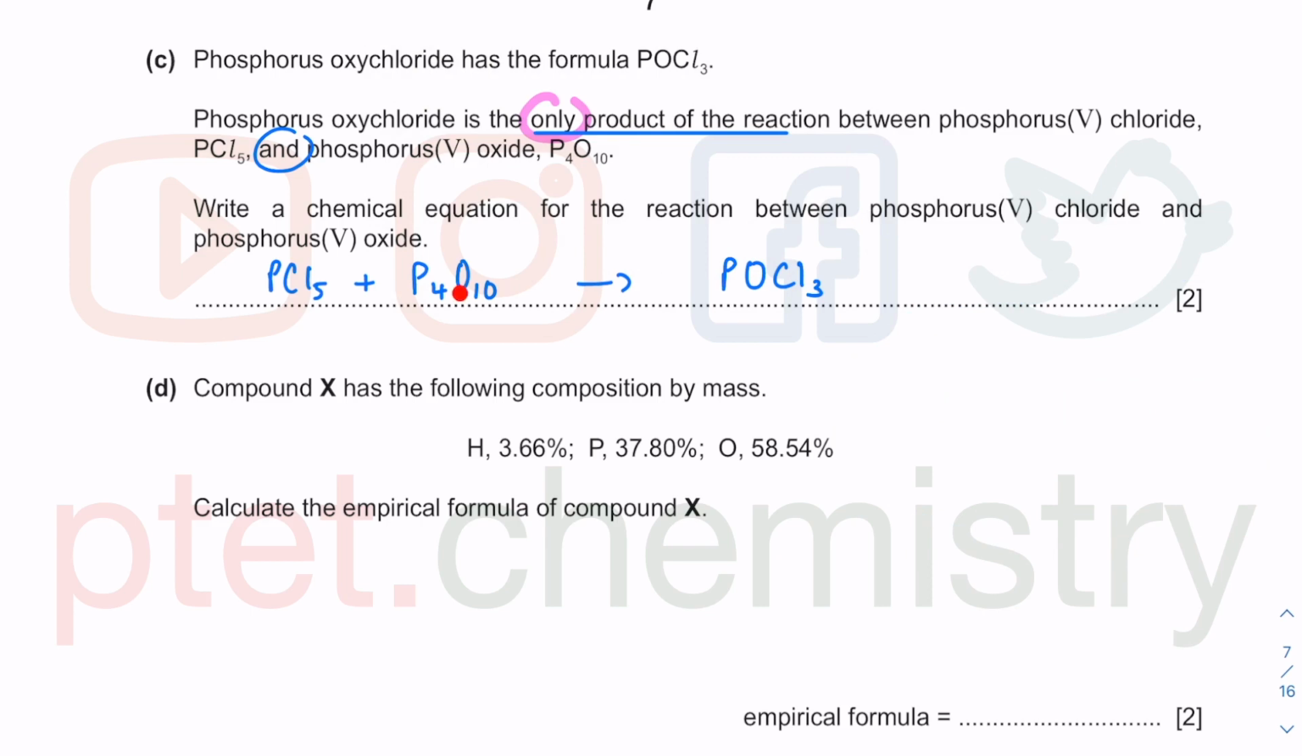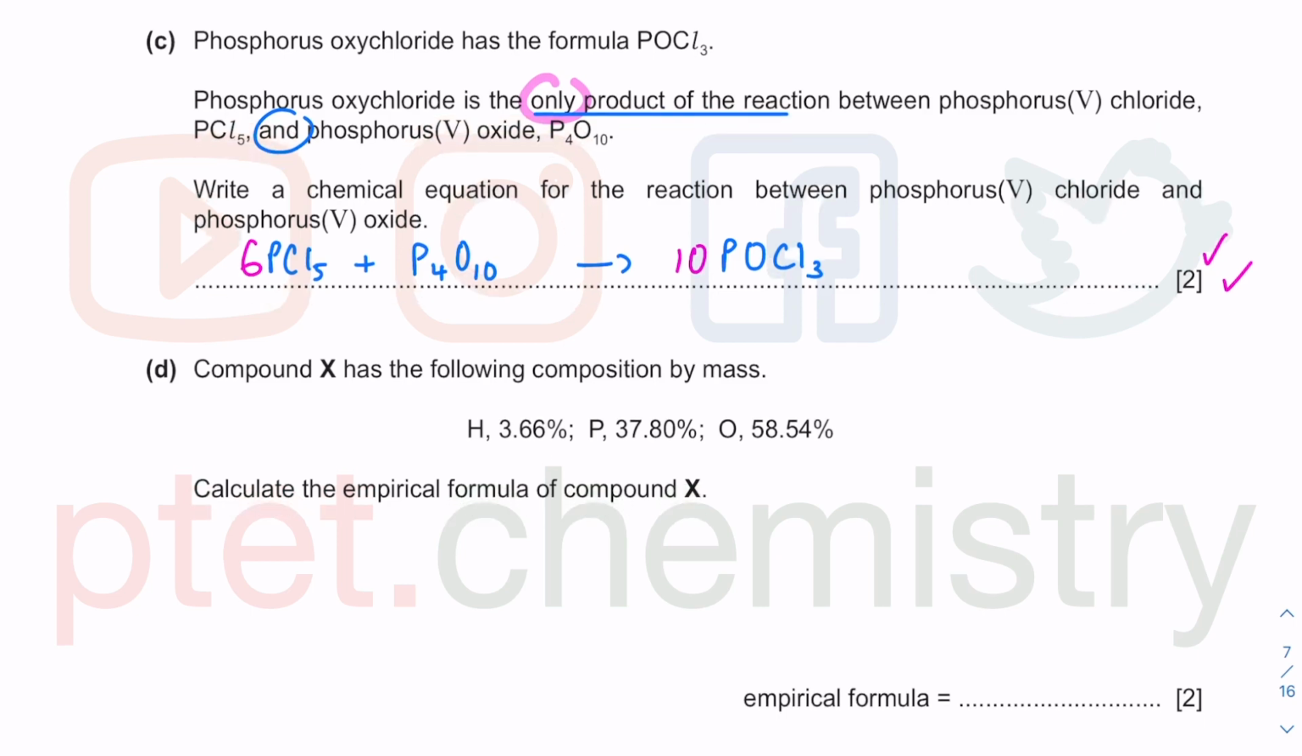Okay, I have 10 oxygen, so perhaps I can put 10 here. And now I have 30 chlorine, so I can put 6 there. So 6 times 5 is 30. And I have 10 phosphorus, so 6 phosphorus plus 4 phosphorus, 10 phosphorus, 10 oxygen there, and 30 chlorine. 6 times 5, 30 chlorine. So this makes sense now. So this is totally balanced now. Didn't ask for state symbols, so that is entirely okay there.